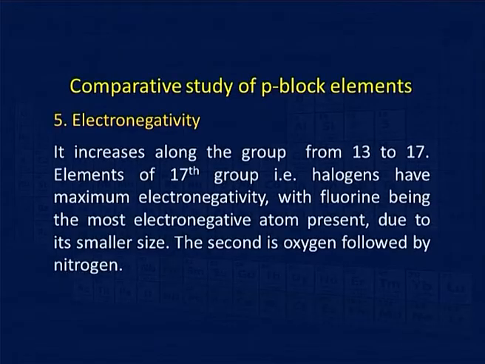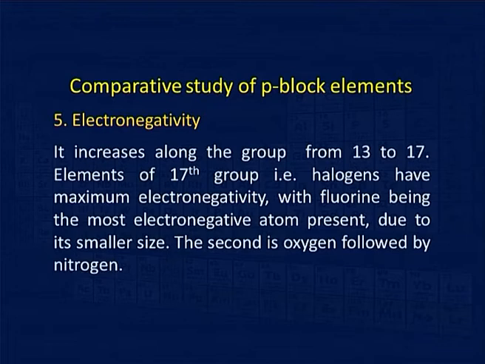Next aspect is electronegativity, meaning the tendency to attract and accommodate an electron in its isolated state. It increases along the group from 13th to 17th. Elements of the 17th group, that is halogens, have maximum electronegativity value, with fluorine being the most electronegative atom present due to its smaller size. After fluorine, the second is oxygen, and then it is nitrogen.